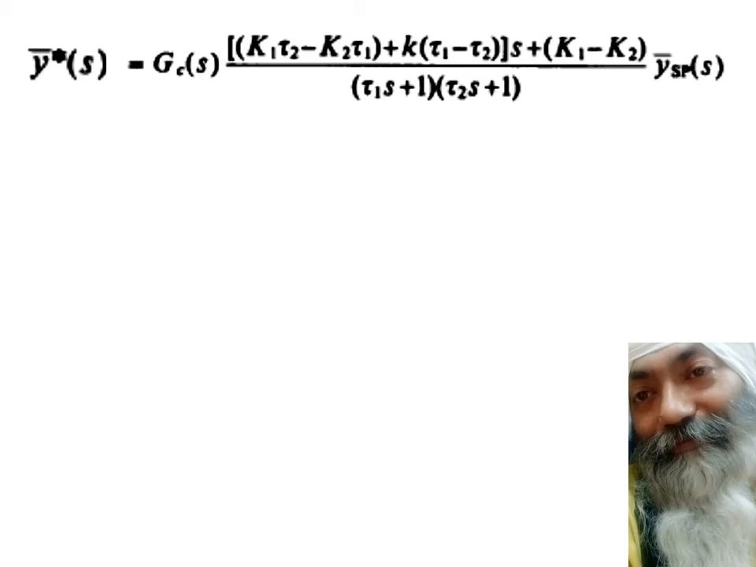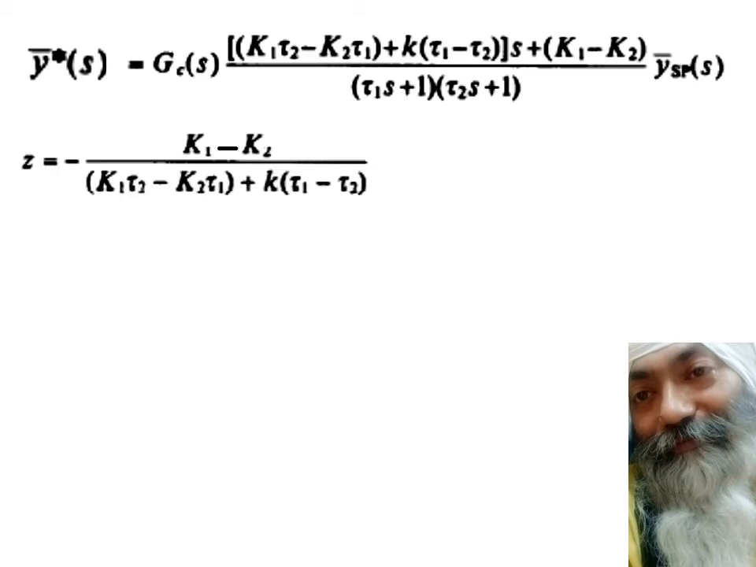And there is something very interesting in this equation. It is that the zero of this equation comes out to be, if we put this entire numerator equal to 0, and then whatsoever is the value of s, we will call it the zero, and this zero comes out to be equal to (k1 minus k2) upon (k1 tau 1 minus k2 tau 2 plus small k into (tau 1 minus tau 2)). And we are now more interested in this small k, because depending upon the value of this small k, we will see what value of zero we come to.